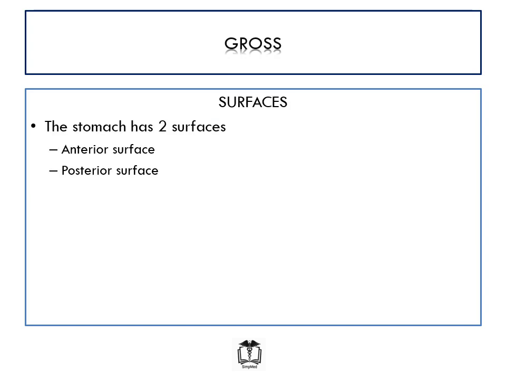The stomach has two major surfaces: the anterior and the posterior surfaces. The anterior surface is continuous with the anterior surface of the esophagus proximally, and it is covered by a layer of peritoneum called the anterior layer of the mesogastrum. Then the posterior surface is also continuous with the posterior surface of the esophagus. It is also covered by the posterior layer of the mesogastrum.